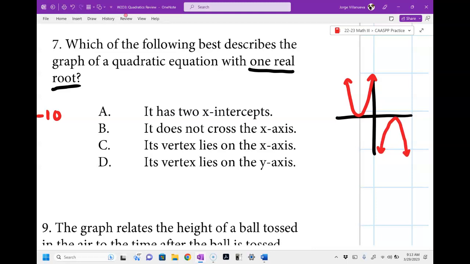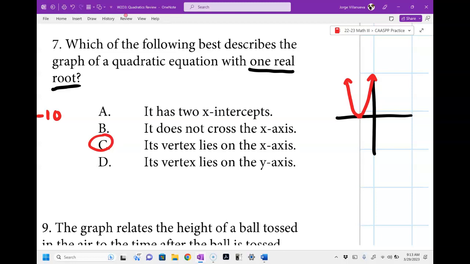It has two answers if the graph actually crosses twice. So like if the graph looks like this, that has two solutions because it crosses the x-axis 2 times. Okay? If it has no solutions, it's because the graph never touches the x-axis. They said one real root, one solution. That means that the vertex has to touch the x-axis. So which one is the right answer? C. The vertex is the only one that touches.